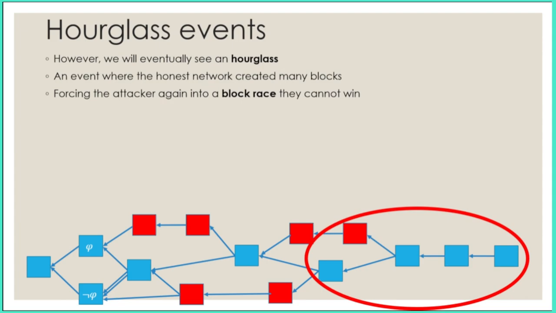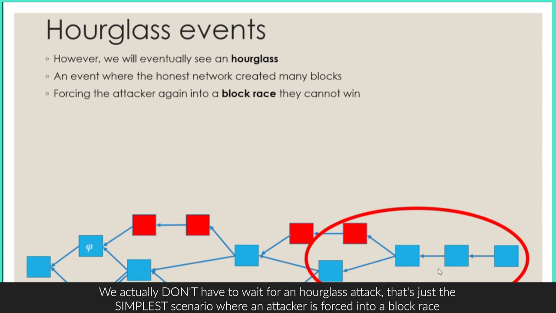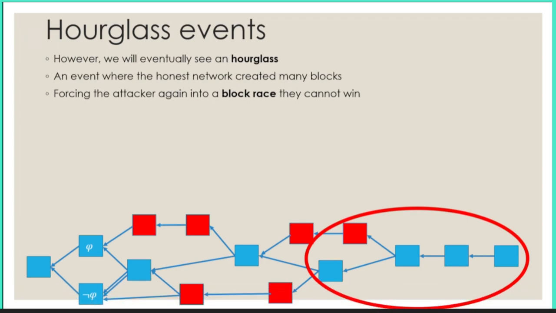And if they still want to undo the resolution, now they have to win a block race like before. They have to create more blocks than here. And the network keeps churning out blue blocks on top of this hourglass. And the adversary has to produce blocks faster than the honest network. So as long as there wasn't this kind of hourglass event, we can't be certain how the conflict is going to resolve. But once it has appeared, then we can be sure that we are fine, because now the computationally inferior attacker again has to be faster than the honest network. And so this is how we deal with liveness attacks: hourglass events.